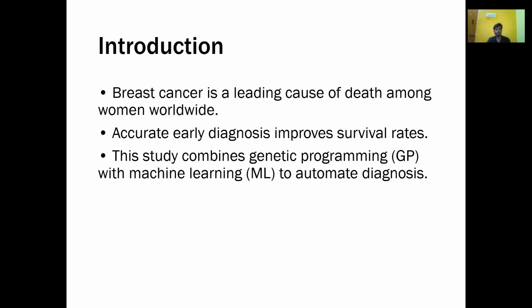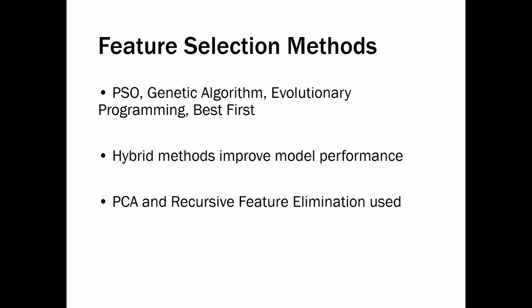Next, introduction. Breast cancer is the leading cause of death among women worldwide. Accurate early diagnosis improves the survival rate. This study combines genetic programming with machine learning to automate the diagnosis.